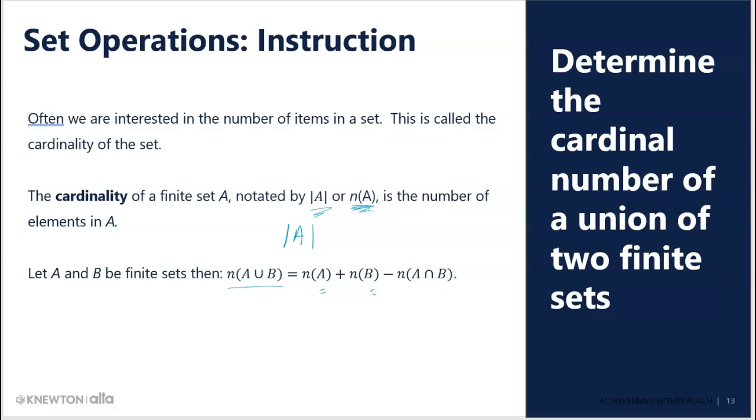That is how you determine the cardinal number of a union of 2 finite sets, meaning you can find the cardinal number of A and the cardinal number of B and the cardinal number of the intersection. We won't be doing this with infinite sets. That doesn't really make any sense in the context of this course.